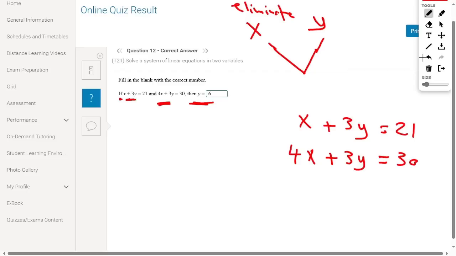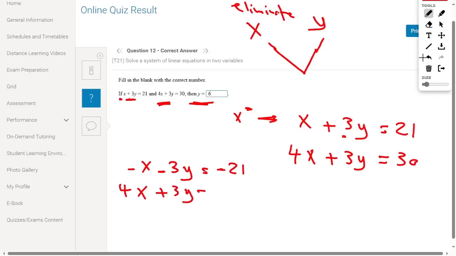So here, as we see, we have the same coefficient, 3y and 3y, so we can eliminate y. When I get x, I can substitute in any of these equations to get y. So here to eliminate y, I can multiply the first equation by a negative sign. So it will be minus x minus 3y equal to minus 21. And the other equation is 4x plus 3y equal to 30.